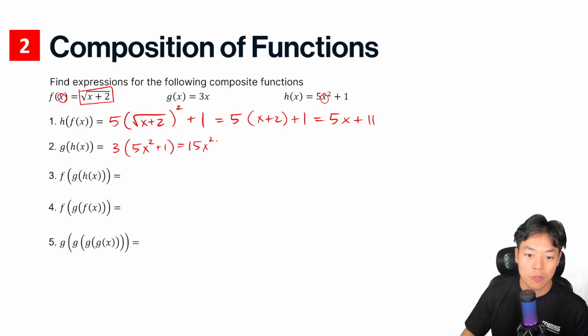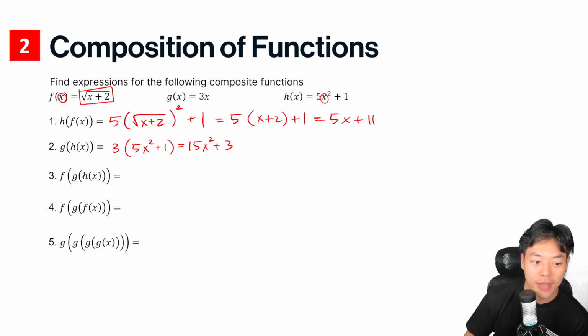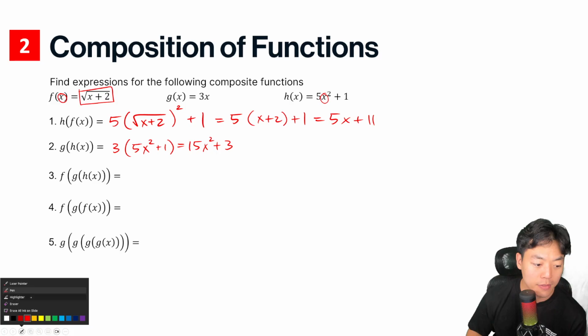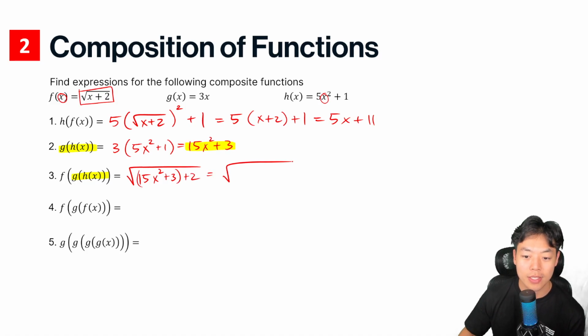Keeping it simple so far. And now we have f of g of h of x. We already have what g of h of x is, right? If you look here, g of h of x is this. So I'm going to plug it into f of x, all that right there. So we'll have the square root of 15x squared plus 3, and then plus that 2. That'll give me the square root of 15x squared plus 5. Beautiful.